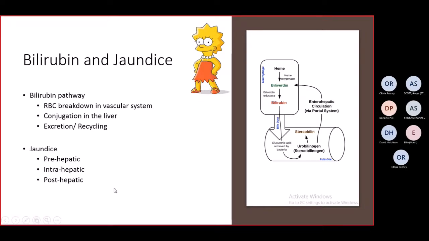So when you see someone who's jaundiced, go back to this diagram and think about where on this diagram the problem might be. Is it before the liver? Is it in the liver? Is it after the liver? Or is it a combination of things? You know, it's always good to think about this, and it will help you narrow down what's causing the problem and then manage it appropriately.